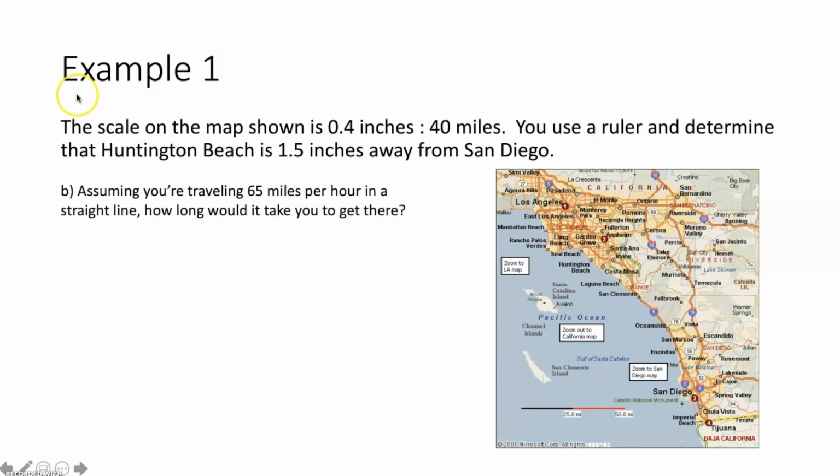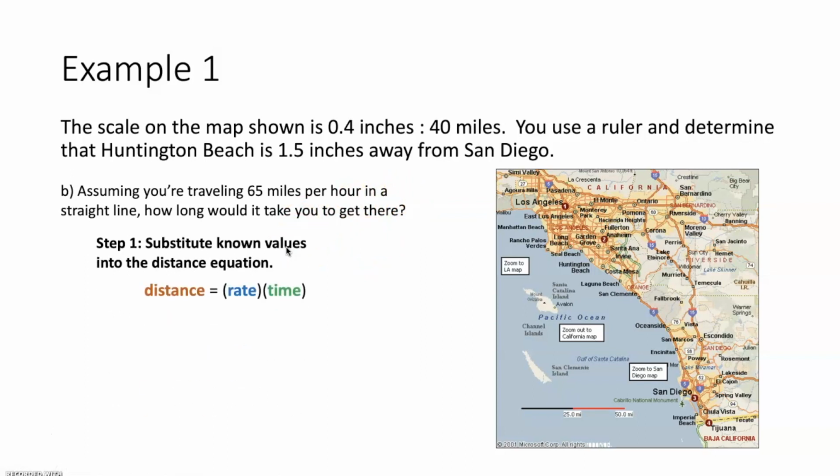Part B says, assuming you're traveling 65 miles per hour in a straight line, how long would it take you to get there? We are given the rate at which you are traveling in a straight line from Huntington Beach to San Diego. We have also found the distance between them. So to determine the time it's going to take, we just use the distance formula. Distance is equal to rate times time, or D equals RT. Our distance we found to be 150 miles. The rate we now know is 65 miles per hour. And the only thing we're missing is the time it's going to take to travel 150 miles.